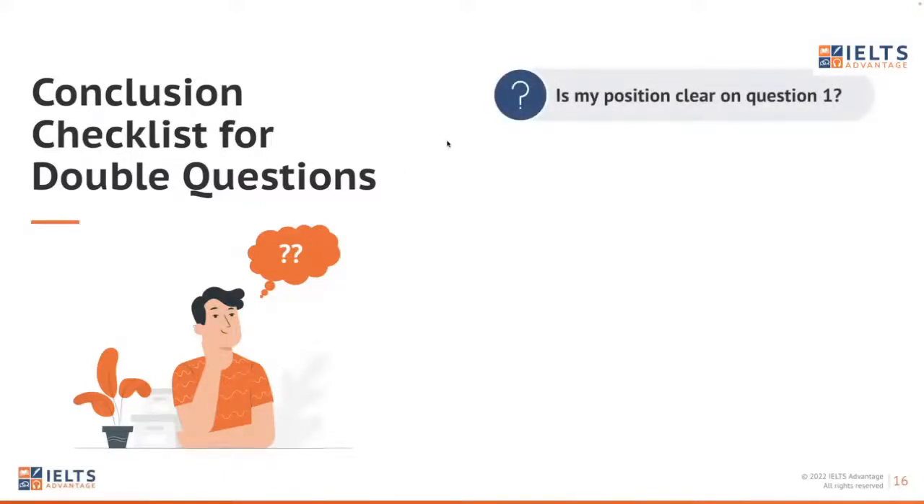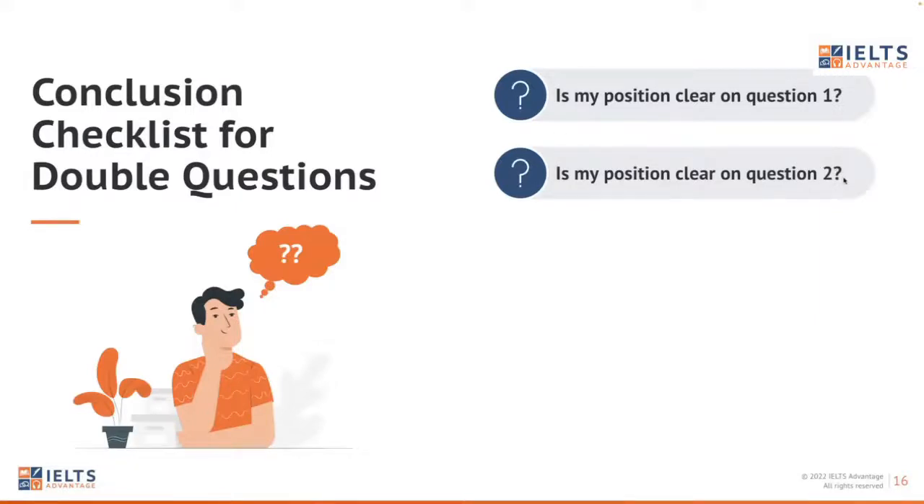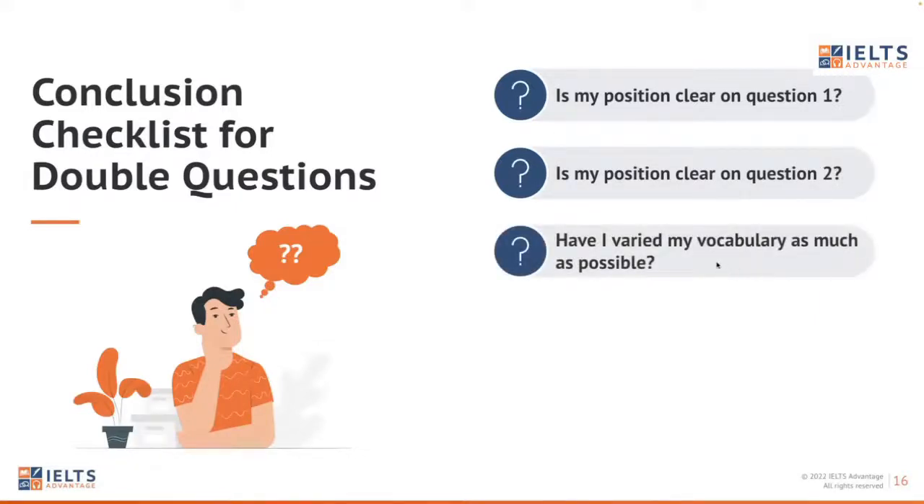So look at your own conclusion when you write it and think, is my position clear on question 1? In other words, could you hand your conclusion to a stranger that speaks English? Would they understand what you think about question 1? Is my position clear on question 2? Same thing. Have I varied my vocabulary as much as possible? So look at your introduction, look at your conclusion. Are you repeating exactly the same words, or have you varied it enough? You don't have to change every single word, but have you done it as much as possible?